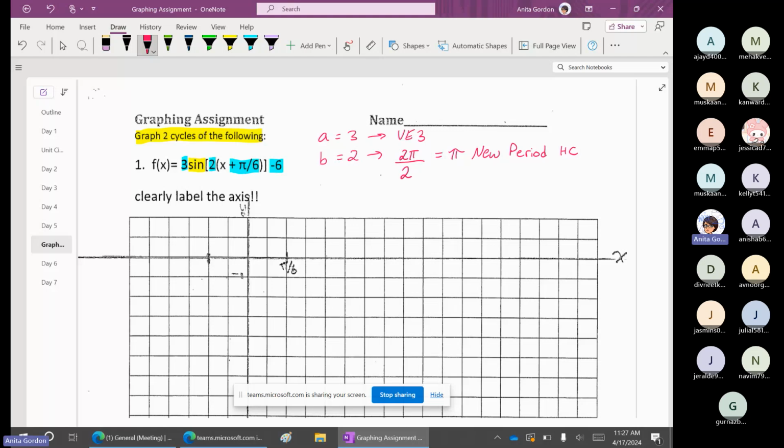Then looking at our H value, it's pi by 6, but there's a positive sign there. So this is telling us that we are going pi by 6 to the left. And our K value is negative 6. Because it's negative, that means we're going down. Okay, so these are all the pieces of information we need in order to graph our sine function.